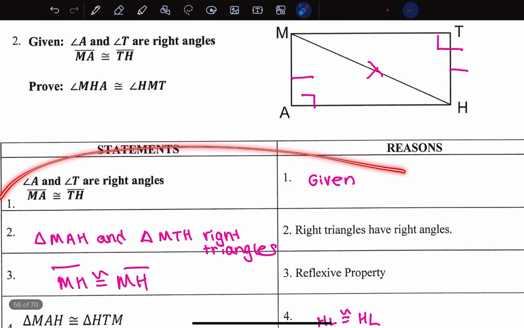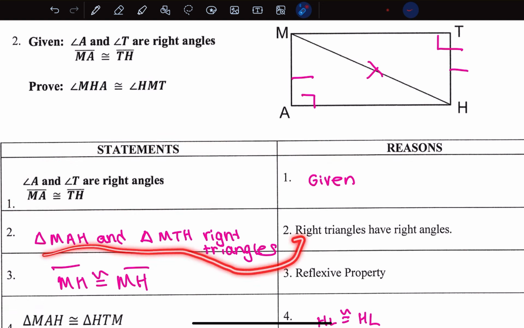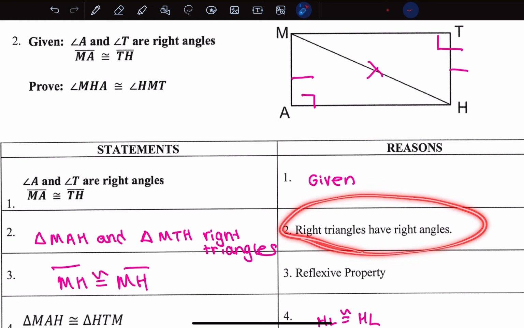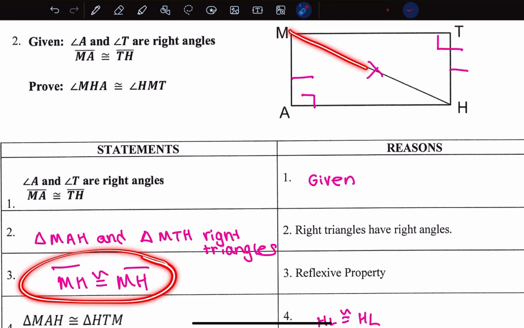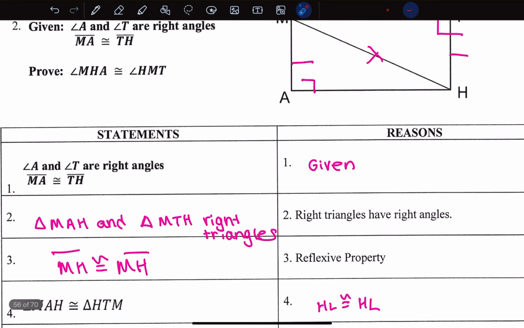So we write out our given information. I'm going to first state that there are right triangles because right triangles have right angles. This will allow me to use hypotenuse leg later in the proof. I state that MH is congruent to MH by the reflexive property because now I have a congruent leg and a congruent hypotenuse, and I can say that the triangles are congruent.